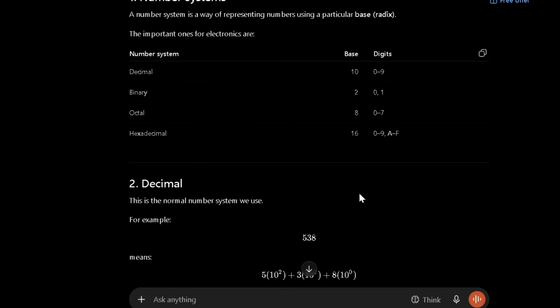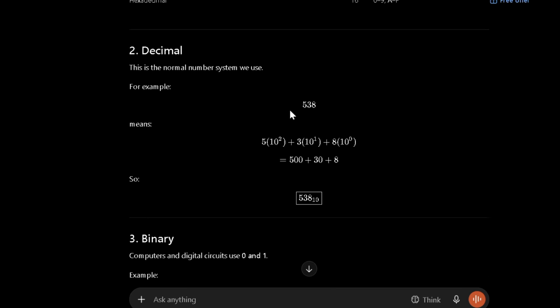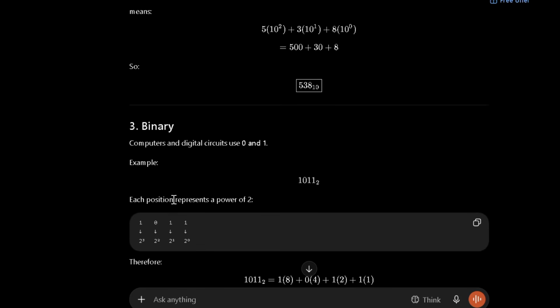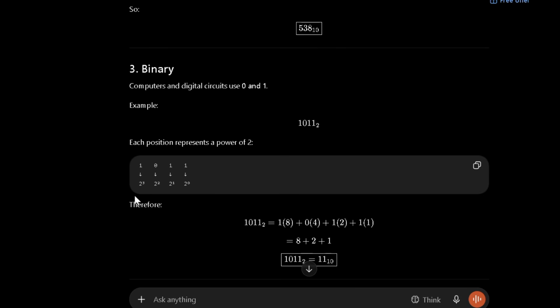Binary: computers and digital circuits use 0 and 1. Example, 1011 base 2. Each position represents a power of 2. Think of this as an 8421 code. 2 power 0 means 1, 2 power 1 means 2, 2 power 2 means 4, and 2 power 3 means 8. If you see this in 8421 code, then this 1011 value is 8 plus 2 plus 1, which is 11. So this 1011 code is 11 base 10.